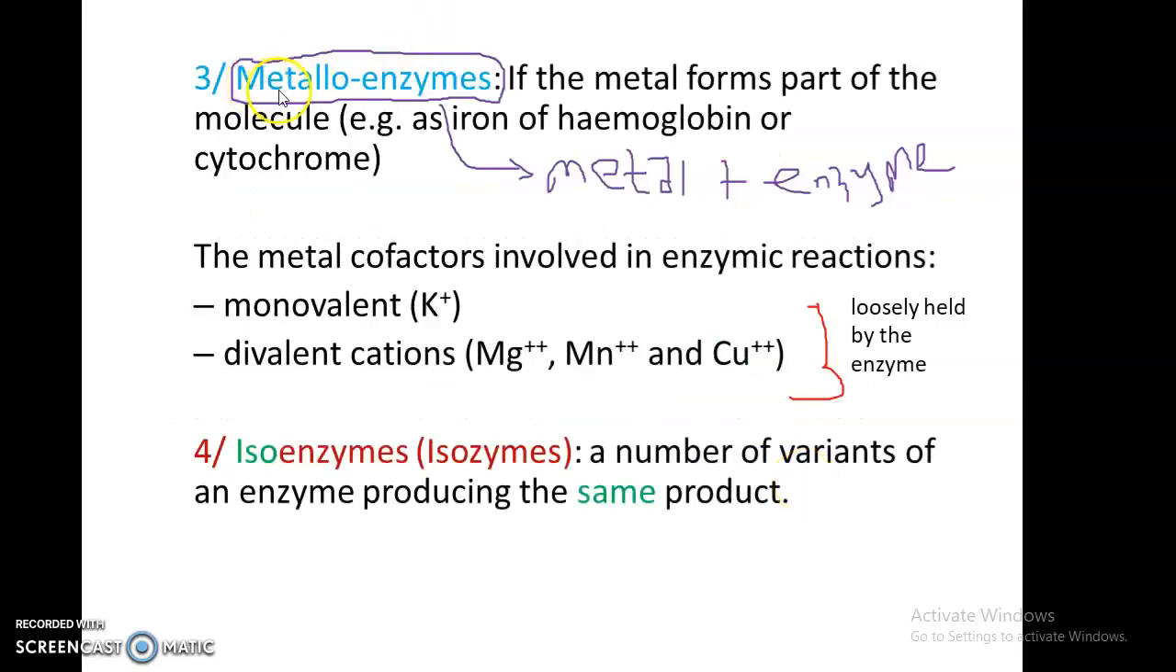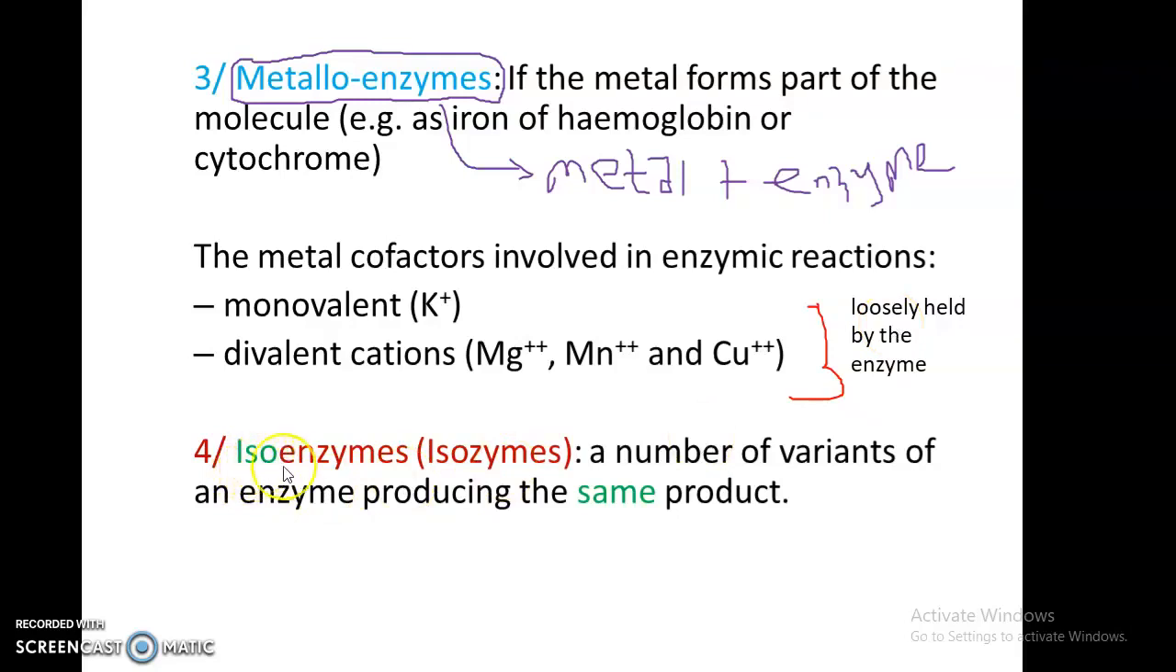The third class of enzymes are metalloenzymes, if the metal forms part of the molecule, for example, as iron of hemoglobin or cytochrome. From the name, metallo means metal, and metal plus enzyme we call metalloenzymes. The metal cofactors involved in enzymatic reactions are monovalent, such as potassium ion, and divalent cations such as magnesium, manganese, and copper ions. They are loosely held by the enzyme, so they are not permanent.